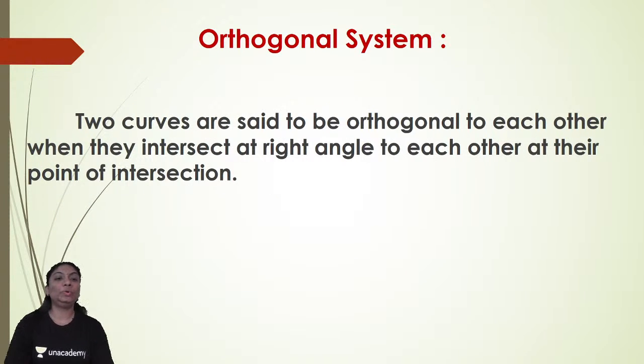Orthogonal system. Two curves are said to be orthogonal to each other when they intersect at right angle to each other at their point of intersection.